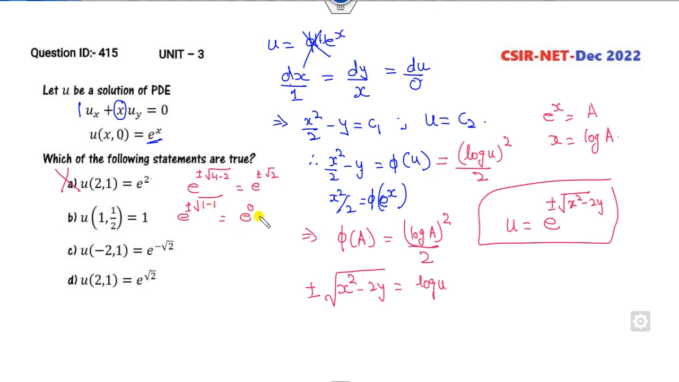E raised to power 0 is 1, correct option. For 2 minus 2, 1, it's plus 4 minus 2, it's plus minus root 2. So it's minus of 2. Perfect. So plus minus 4 minus 2, it's e raised to power plus 2. That's also the right answer. So B, C, D are my correct answers.